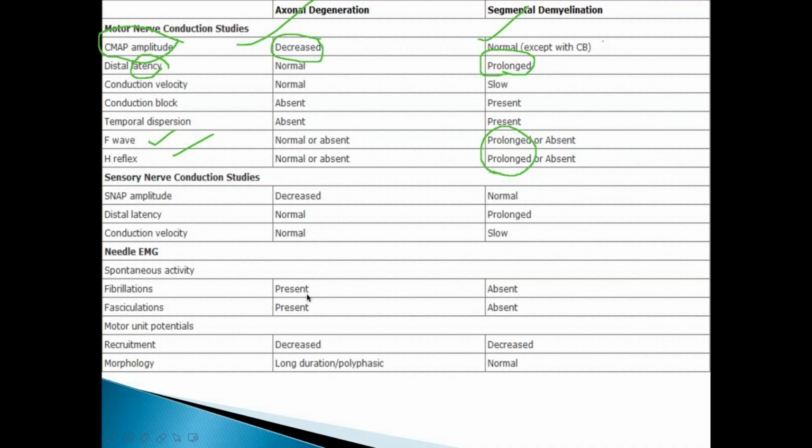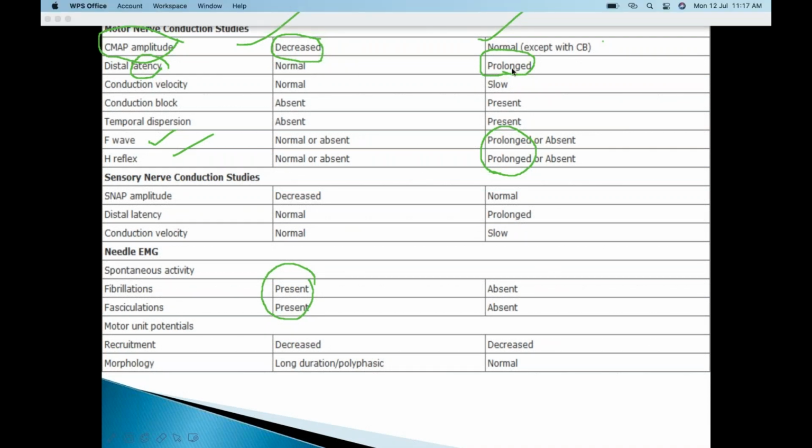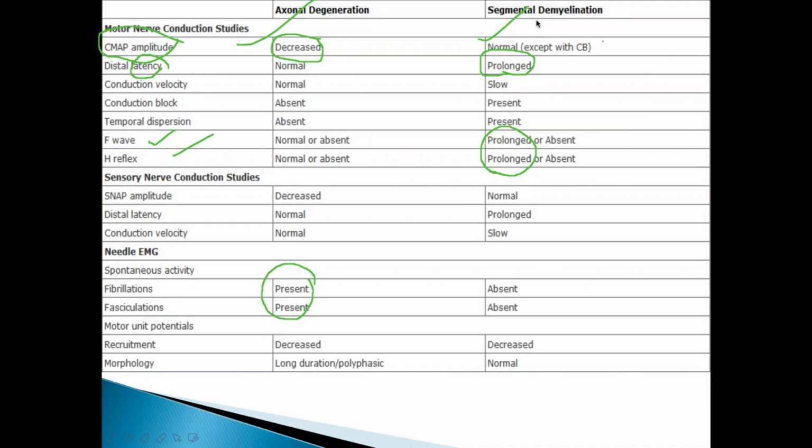And finally, fasciculations and fibrillations, these will be present in axonal processes. So in this table of 20 things, I am giving you just 4 things to remember. Look at the amplitudes, axonal; velocities, segmental demyelination; H wave and F wave, again demyelination; fibrillation, fasciculation, axonal. Just that's it. This is the gist of what you need to remember.